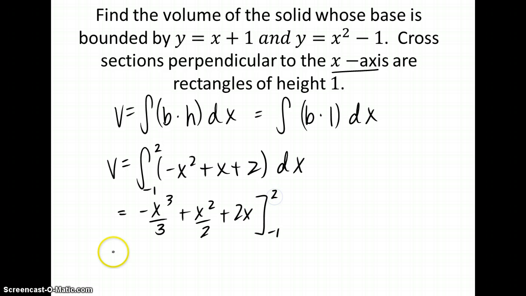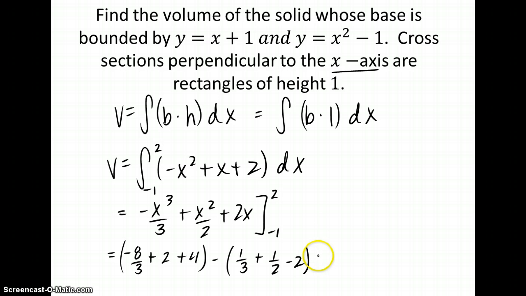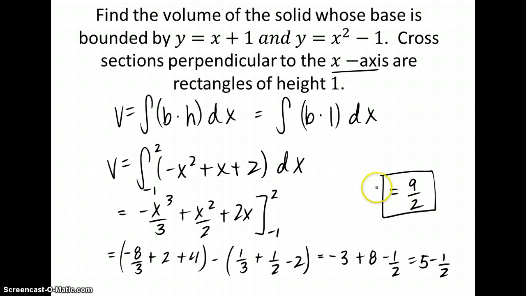Between negative 1 and 2, negative 8/3 plus 2 plus 4 minus 1/3. Negative 8/3 minus 1/3 gives me negative 9/3, which is negative 3. 6 plus 2 is 8 minus a half, so that's 5 minus a half, which is 4 1/2. So 9/2 for the volume.